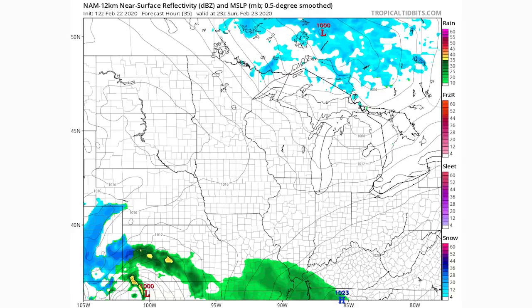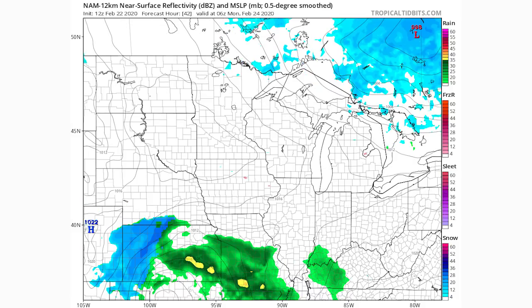First things first, we're going to be looking at our NAM 12KM model for our near-surface reflectivity, which is basically simulated radar here. And we're going to be taking a look at this storm. Now, we can see things starting out with eastern Colorado seeing some snowfall, and then western Kansas as well. And we see our low pressure system just below Kansas there. And that's going to be by Sunday, maybe at about 7 p.m., February 23rd.